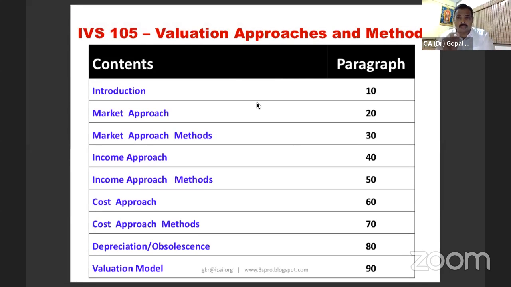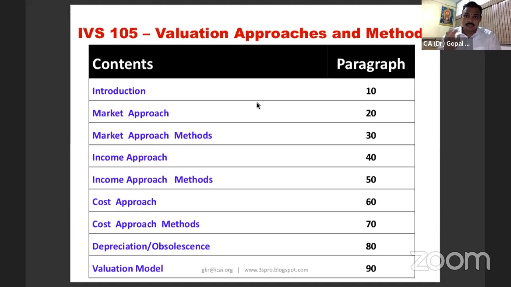The tier 1 is actually purpose. Tier 2 is actually the base. The third tier is premise. The fourth tier is approaches, and under that, methods. So once we have freezed what the purpose of the valuation, base of the value, and the premise, going for the next point, that is called the valuation approach, will be easy.